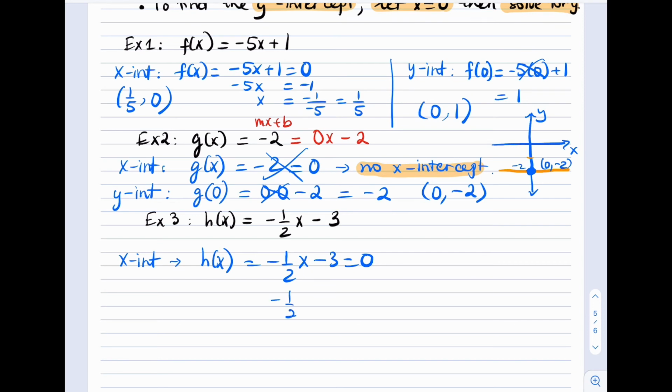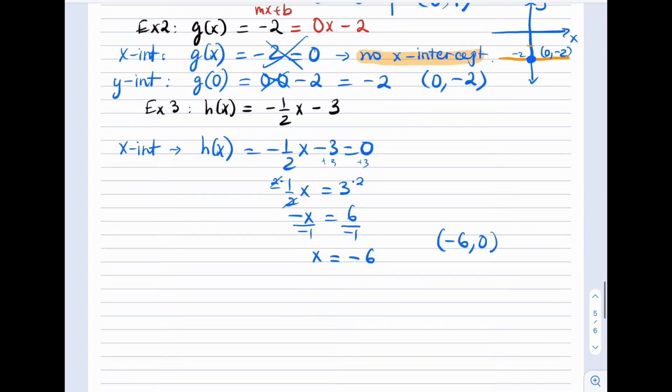And solve, we're going to add 3 to both sides. So we have 3 here. And then to cancel that denominator, I could multiply both sides by 2, so I have negative x is equal to 6. And then finally, we divide both sides by negative 1. You get x is equal to negative 6. So the x-intercept would be the point negative 6, 0.